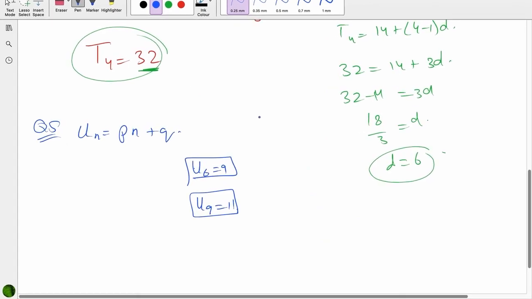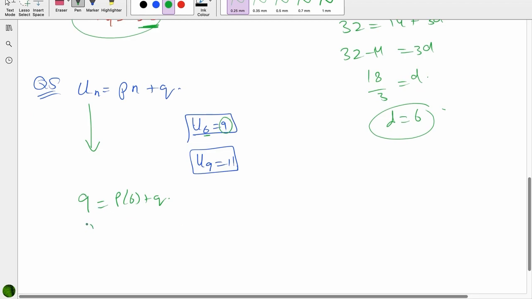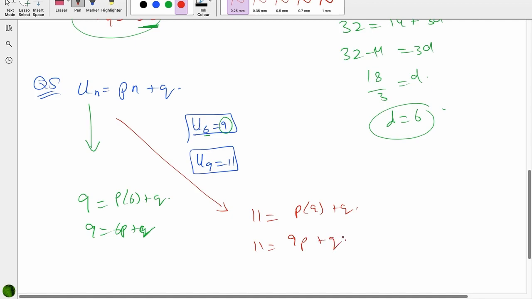So all we have to do is just plug in. So 9 when n is 6, I'm using the same formula. 9 is equal to p into 6 plus q, first equation. 9 equals 6p plus q. And now the second equation using the same formula, it is 11 when n is 9. So 11 is equal to 9p plus q.